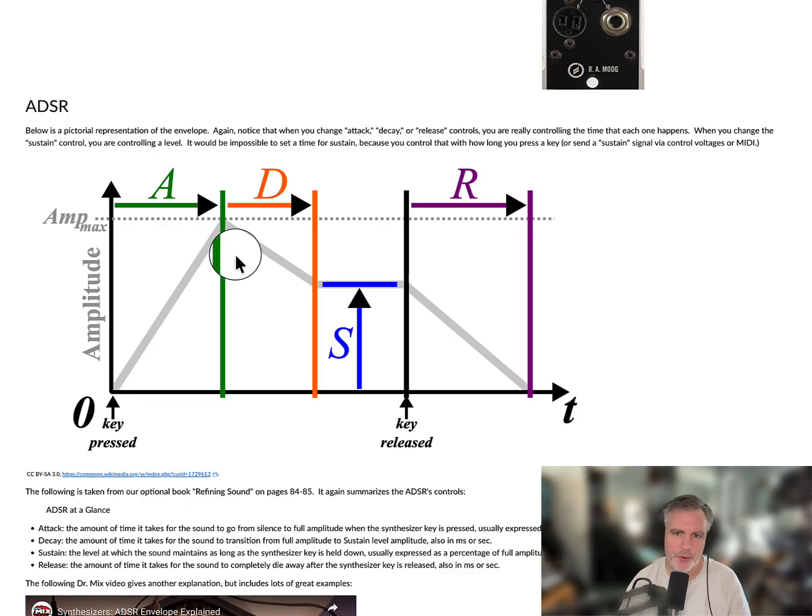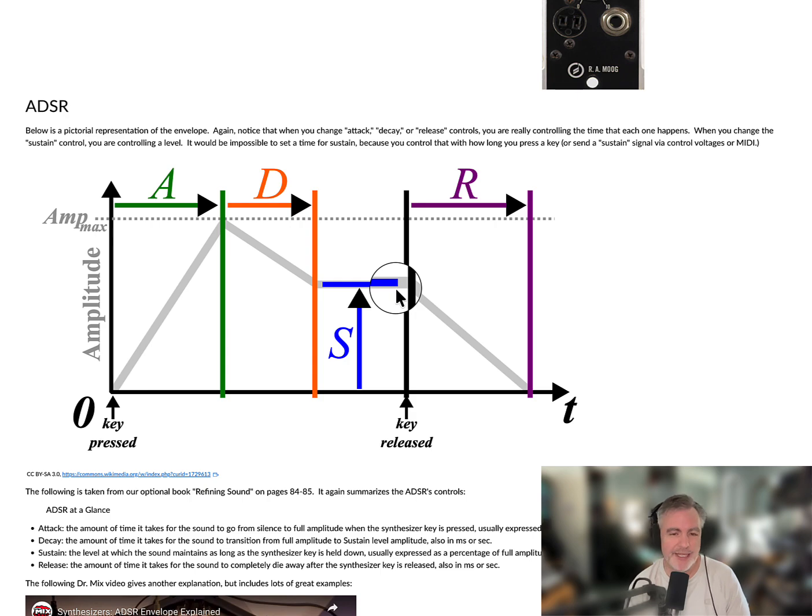So back in order, we go attack, which is how quickly the sound gets to its maximum volume. We get the decay, which is how quickly it gets to the sustained level. Remember, bass clarinet, I'm blowing into it. The sustain is now a level, not a time, because it's forever how long I excite the sound. And by exciting the sound in synthesis land, it means how long I'm holding the key down.